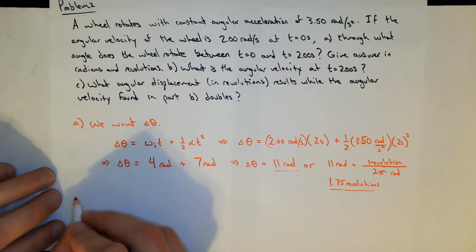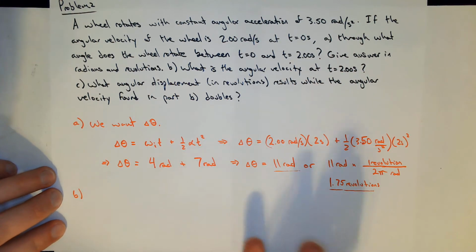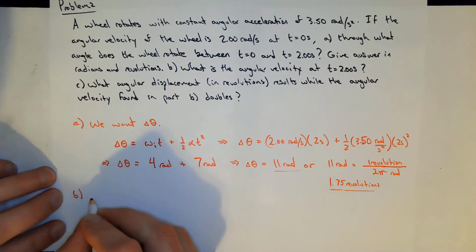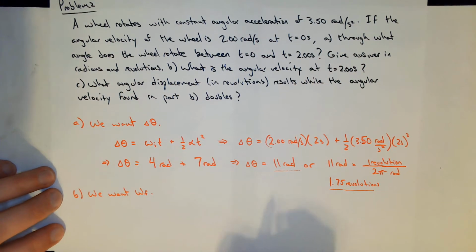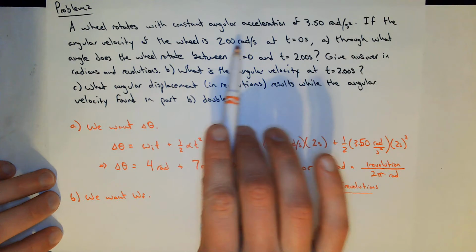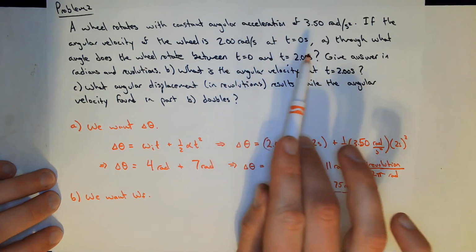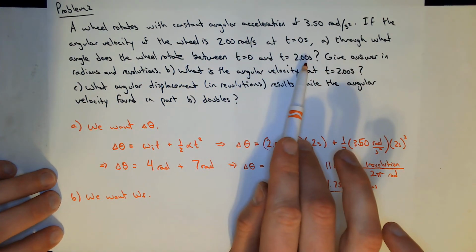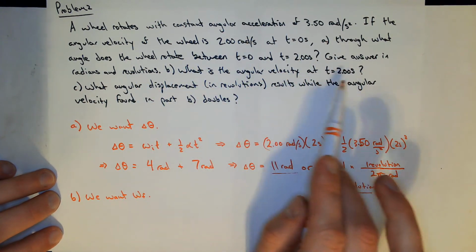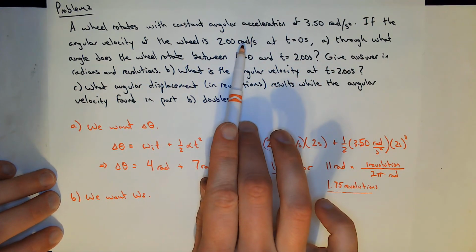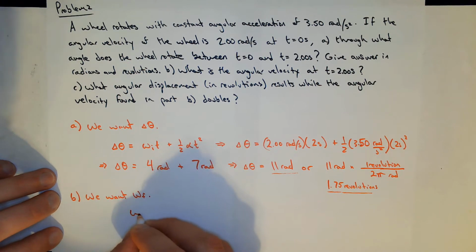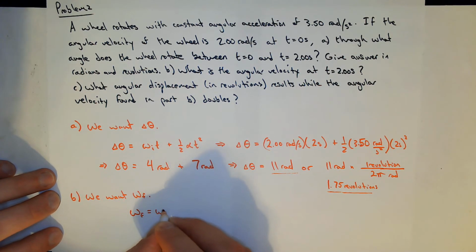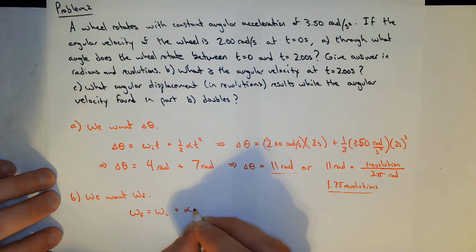Part B says find the angular velocity. So we want omega final. Why is it omega final? Well, because I called this at time 0 omega initial, and it's rotating from time 0 to time 2, and that's where I want the angular velocity. So I'll use this as initial at time 0, and I'm looking for the final velocity at time 2 seconds. So I can use omega final is equal to omega initial plus alpha t.